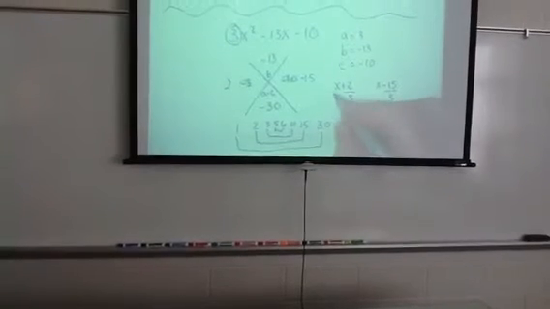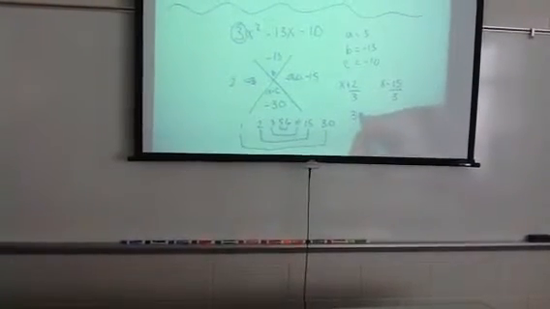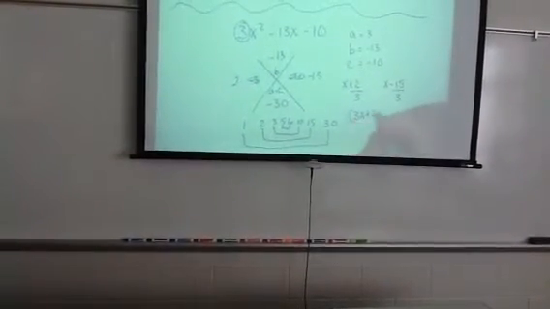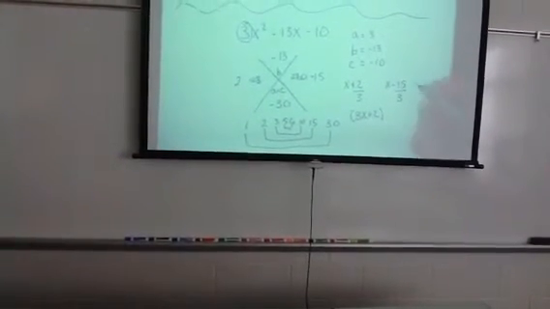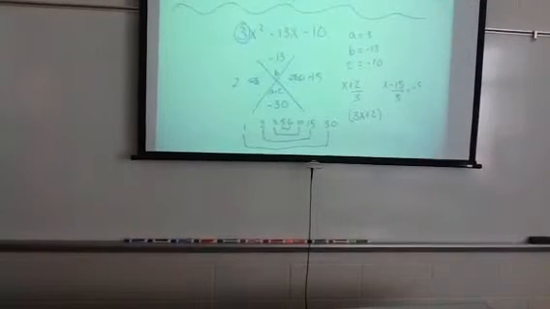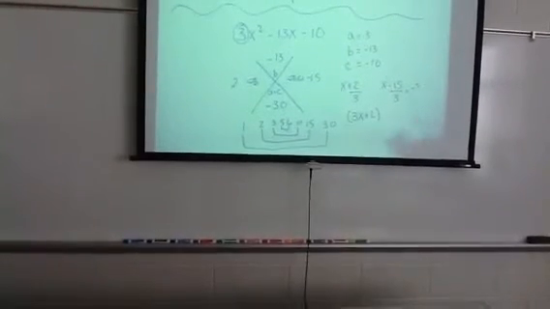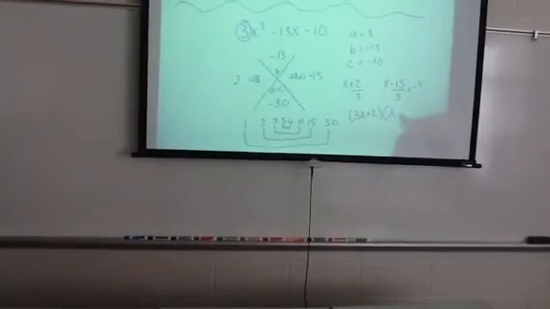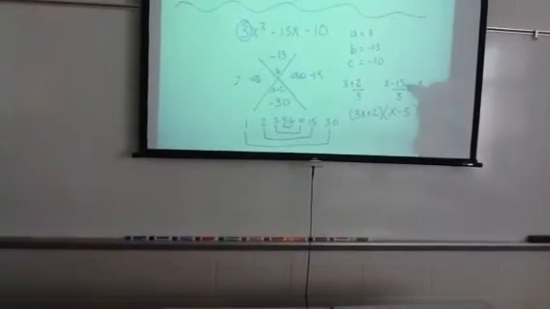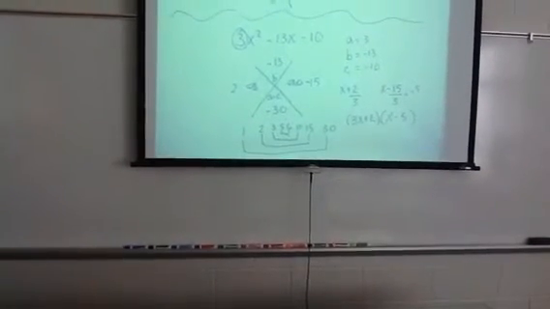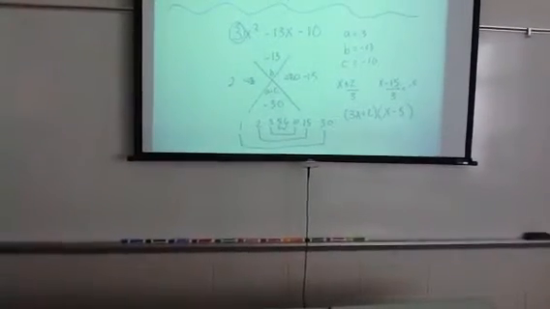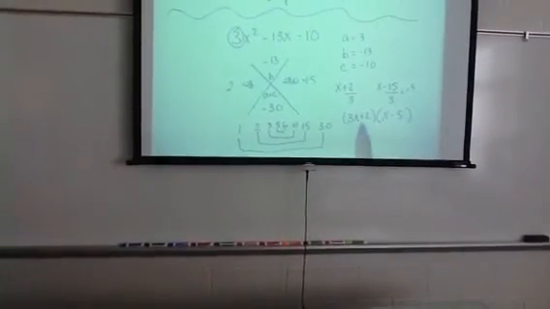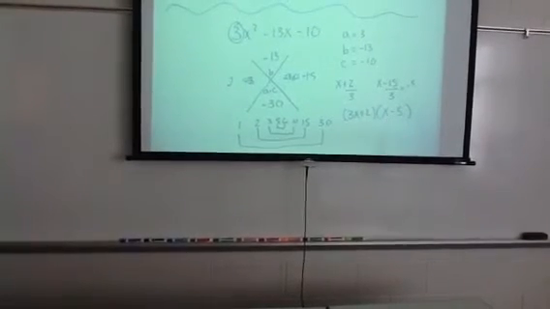So this 3 is going to come right out front, and I'm going to get 3x plus 2 times, you'll notice here, negative 15 divided by 3 is going to equal negative 5. If it reduces down to a whole number, we're going to put it as x minus 5, because negative 15 divided by 3 is negative 5. So after we factor, we get 3x plus 2 times x minus 5.